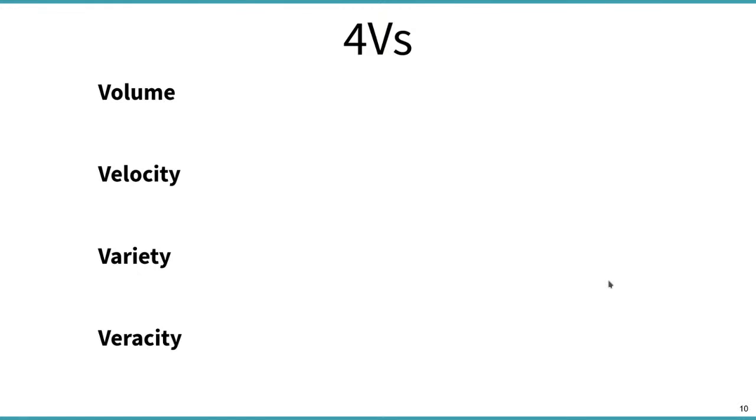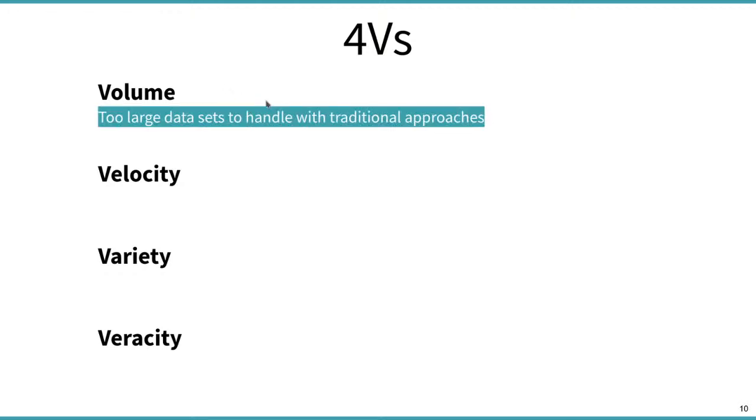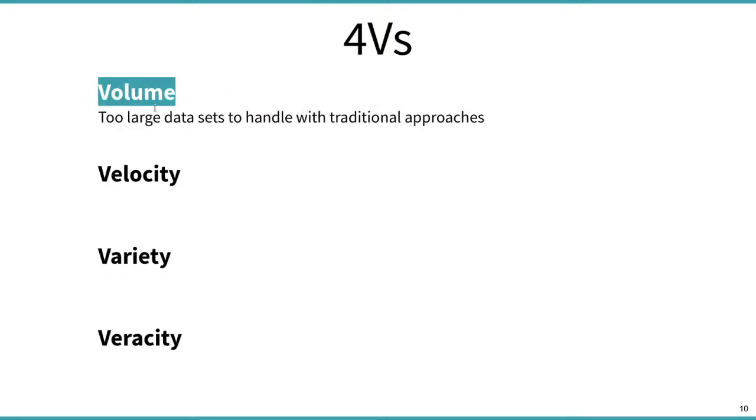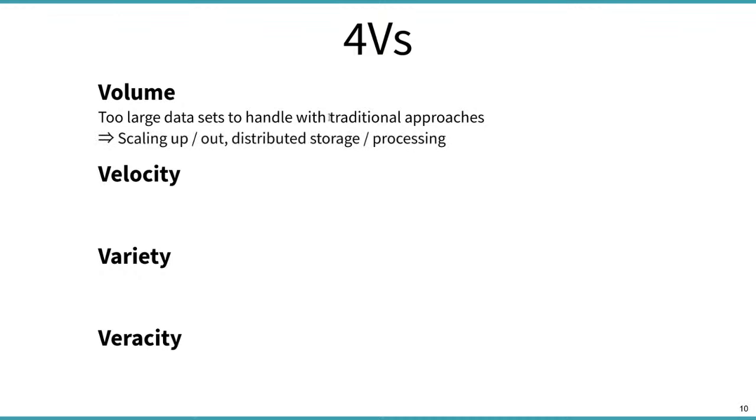Okay, a little summary about the four Vs. Volume means the data is too large to handle with traditional approaches. That's the definition of the big data property volume. It's too large to handle with traditional approaches. And traditional approaches are relational databases, for example, or Excel files, or other files.